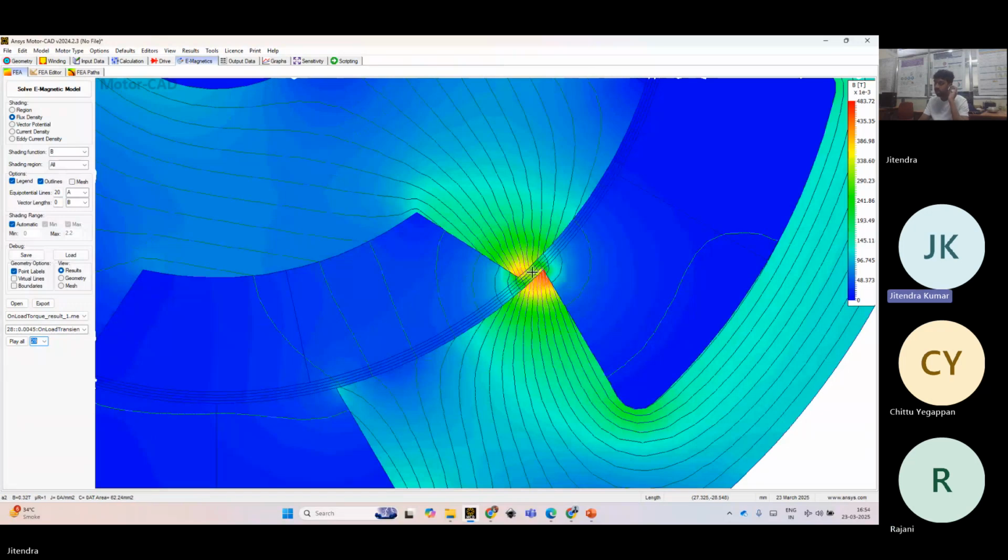Rajni, are you able to see? Value I'm unable to see, sir, but by using the color, I can guess actually. I can. Oh, okay, Yes. okay.